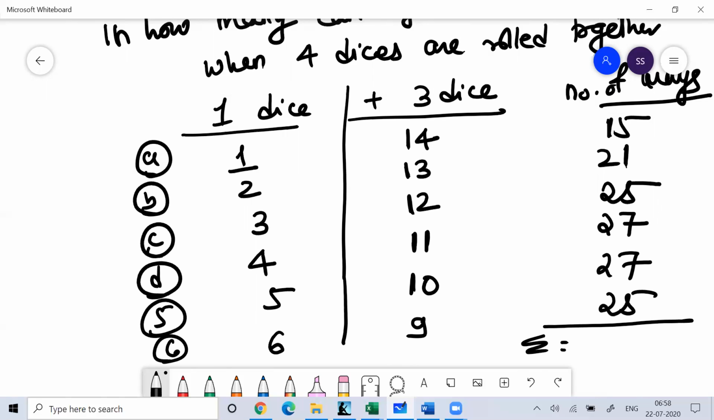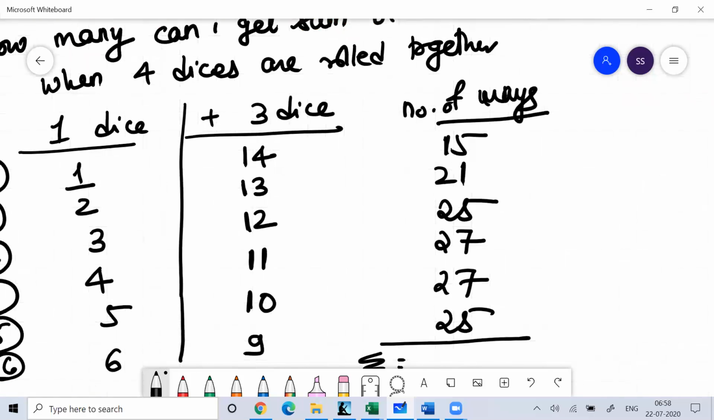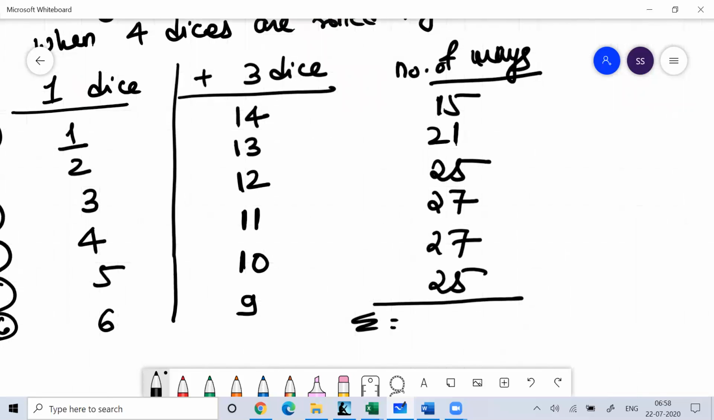Now you do the sum. On four dice, in how many ways can you get the sum 15? You just need to do this calculation. 5 plus 5, 10, 15. 15 plus 15, 30. Carry 3, then 4, 6, 8, 10, 12, 14, so 140. The number of ways you'll get is 140. If I ask in probability, the answer would be 140 by 1296.